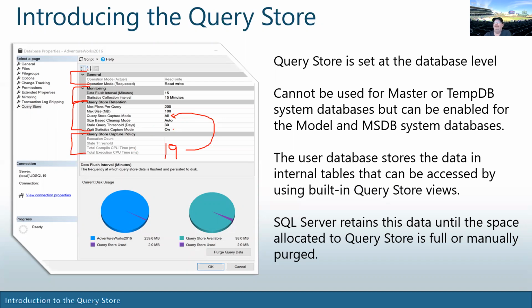This one, wait stats capture mode, was introduced in 17, and max plans per query was introduced in 17. All the rest were introduced back in 2016. So we'll walk through all these. But I just want to point out that there's 4 main sections, 3 prior to 2019, but 4 main sections.